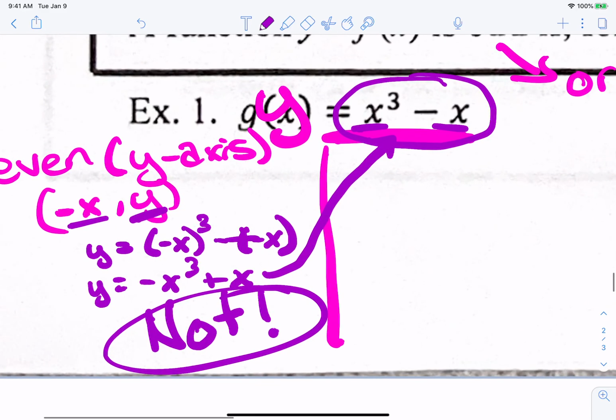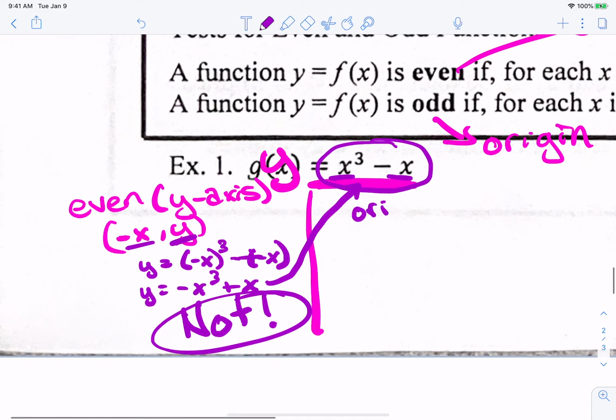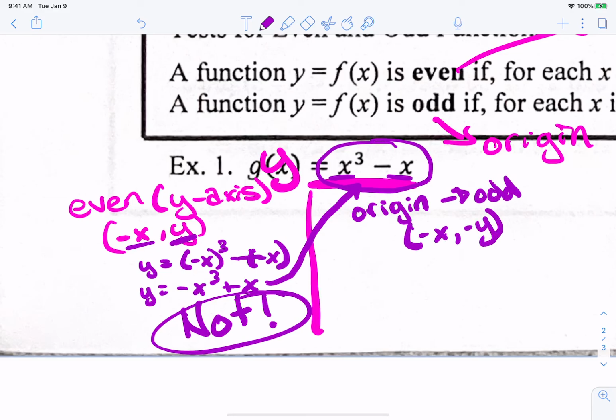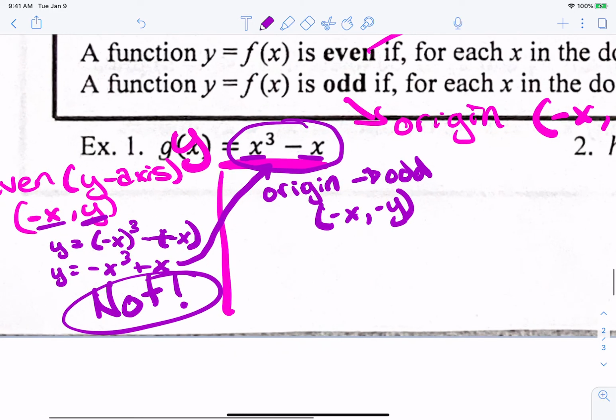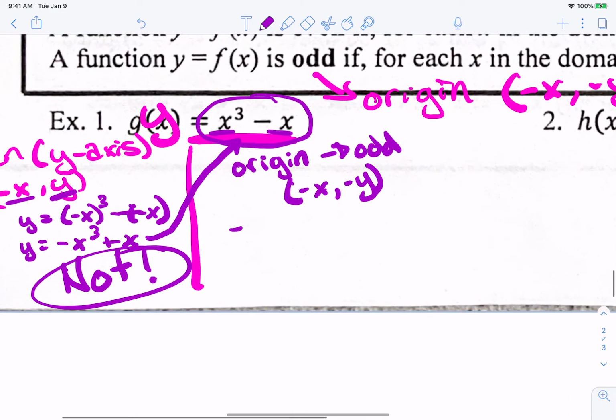Anyway, origin symmetry, or an odd function, means that I'm going to plug negative x and negative y in. This is the kicker, the weird part. The y, I'm going to also make negative, and the x's, I'm going to make them negative. It's neither. You just wait.